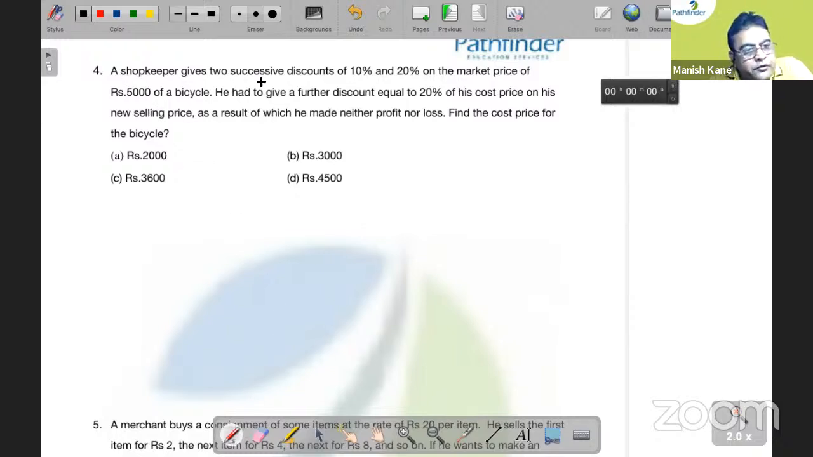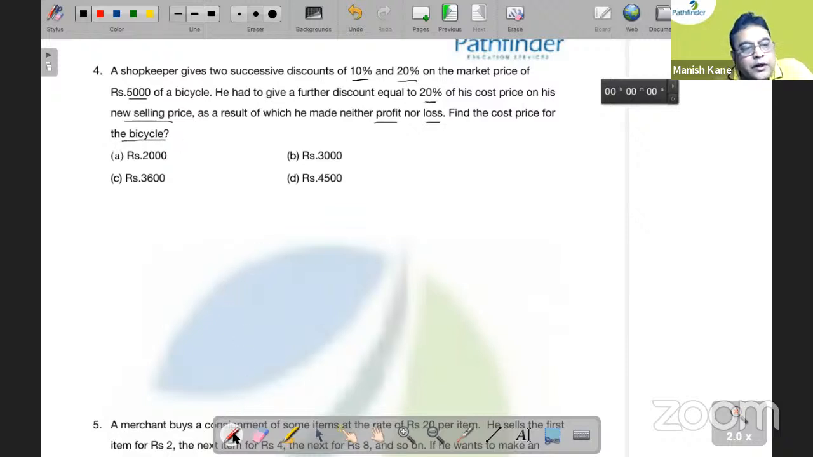So a shopkeeper gives two successive discounts of 10% and 20% on the market price of 5,000 of a bicycle. He had to further give a discount equal to 20% of his cost price on the new selling price, as a result of which he made neither profit nor loss. Find the cost price for the bicycle.